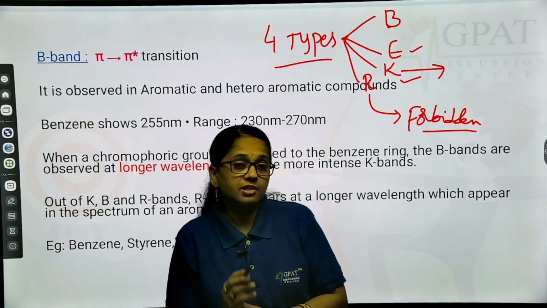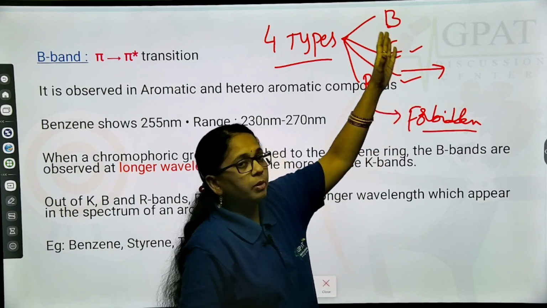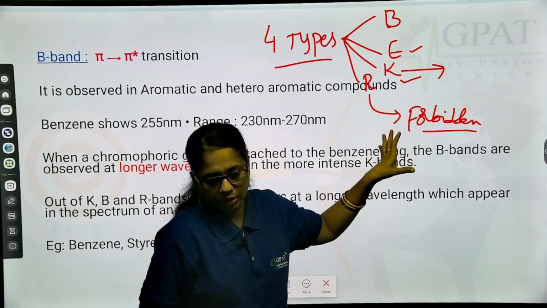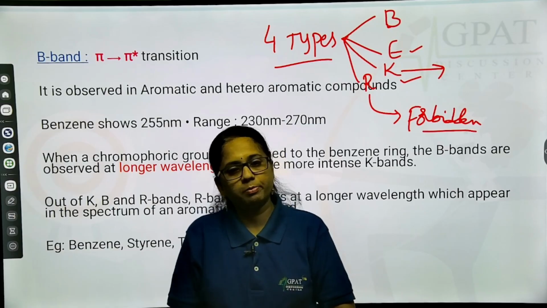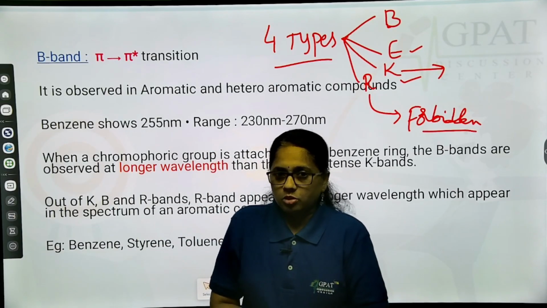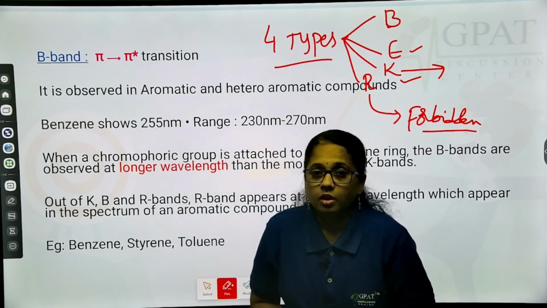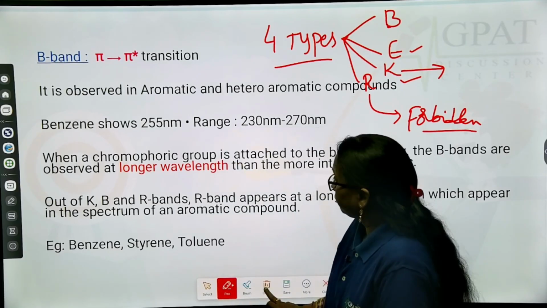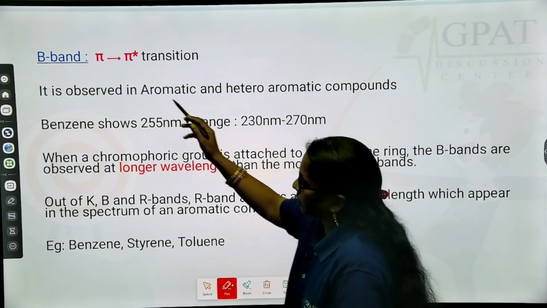In a single molecule you may see the presence of K band, E band, B band as well as R band, but generally R bands are forbidden, so you may not observe them. But in a single molecule all types of absorption bands may occur. In some molecules only 1 or 2 occur, okay. All these are based on the electronic transitions. So let us see which transition causes which type of absorption band. Alphabetically, we start from the B band, okay.